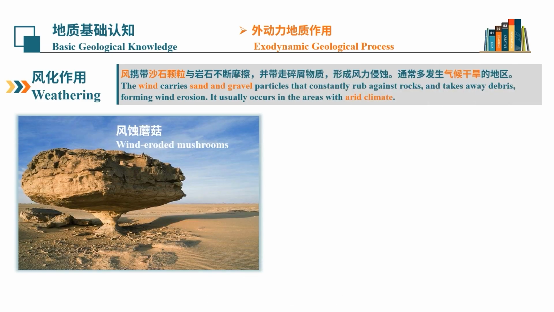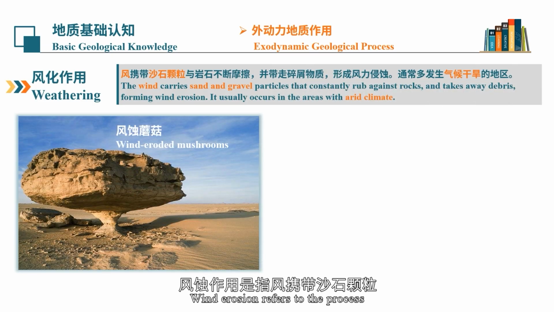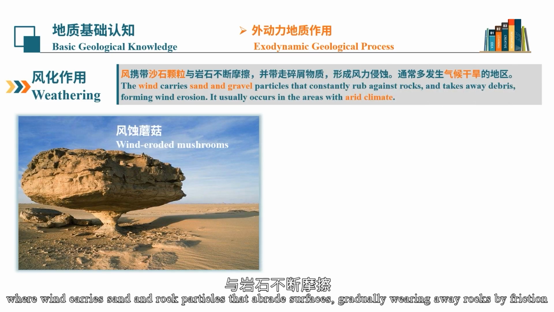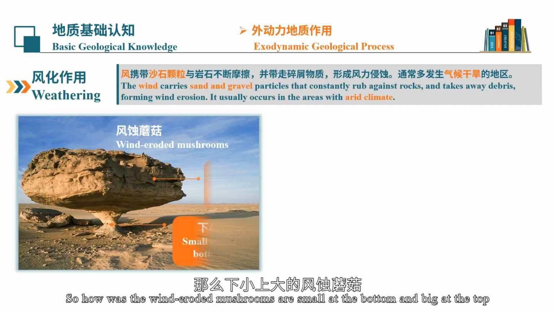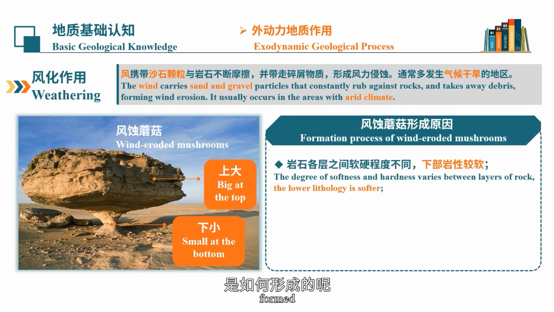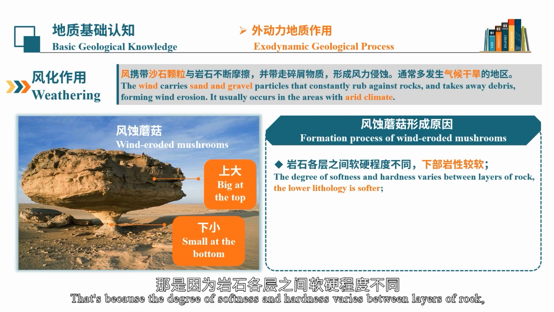Different from weathering, wind erosion refers to the process where wind carries sand and rock particles that abrade surfaces, gradually wearing away rocks by friction, and removing fragmented material, resulting in wind-driven erosion. So how were wind-eroded mushrooms, small at the bottom and big at the top, formed? That's because the degree of softness and hardness varies between layers of rock.